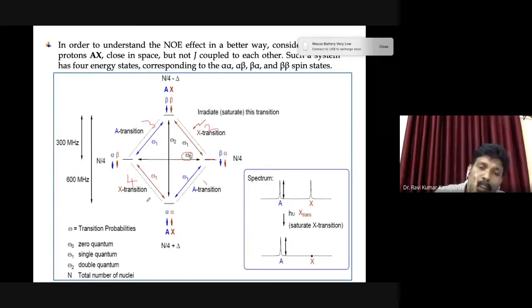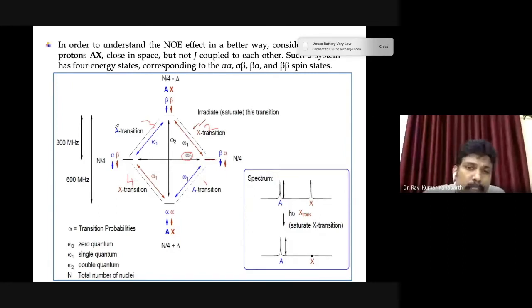One of the nuclei, either A or X, has its spin state changing, either alpha to beta or beta to alpha. Therefore, since only one of the nuclei is changing, we call it a single quantum transition probability. In the previous case, both are changing: while A is changing, X is also changing. Both nuclei spins are getting transferred. Therefore, it is called zero.